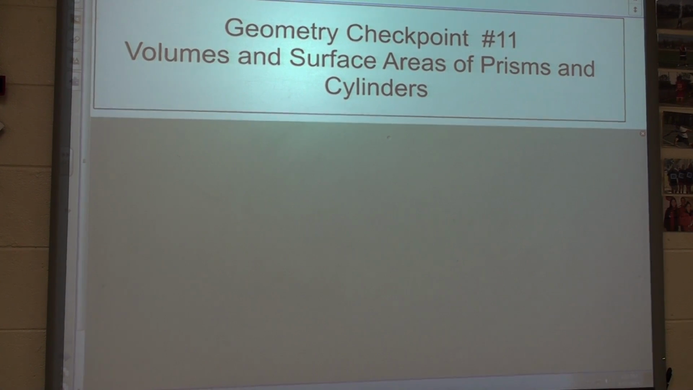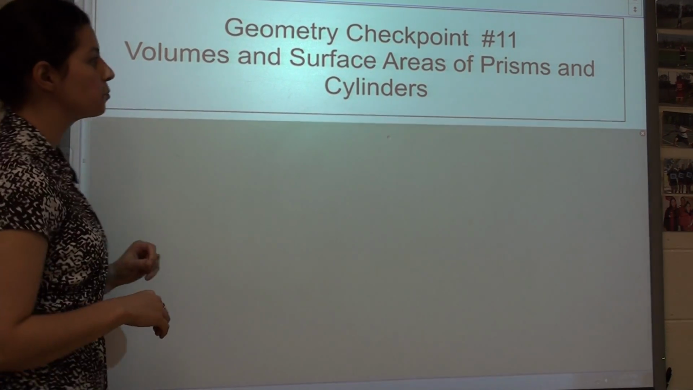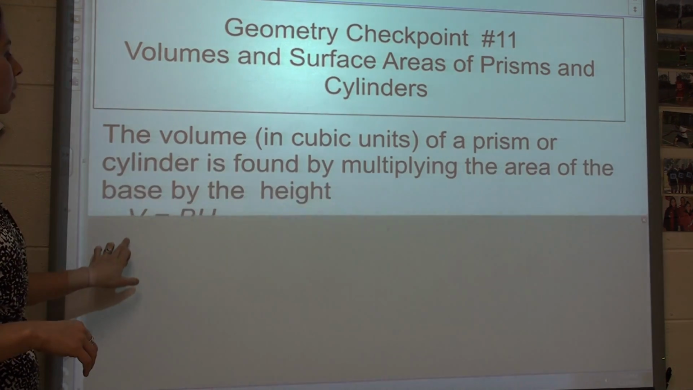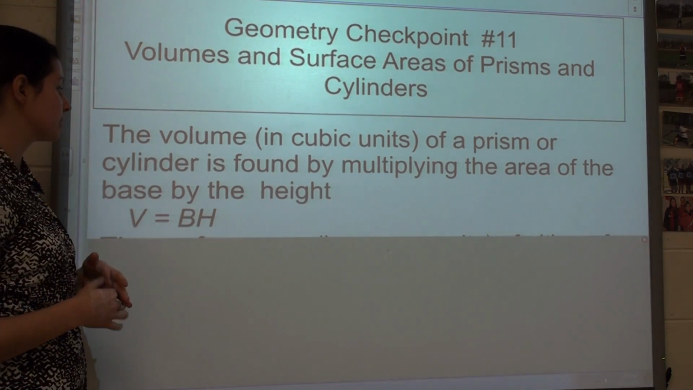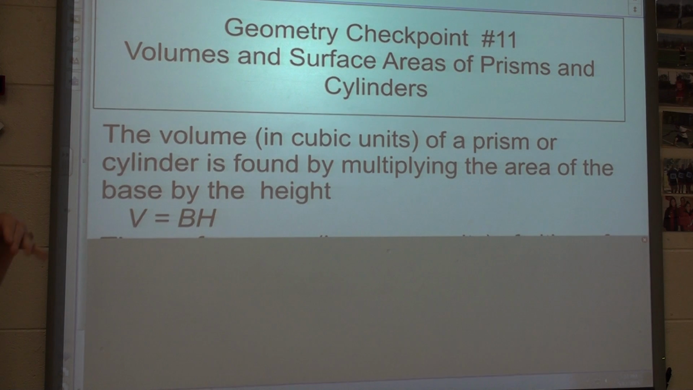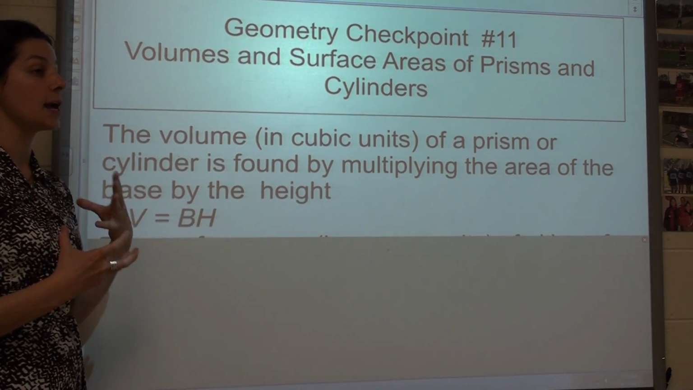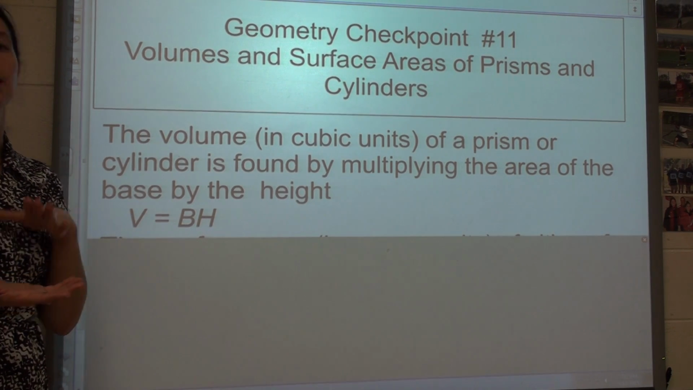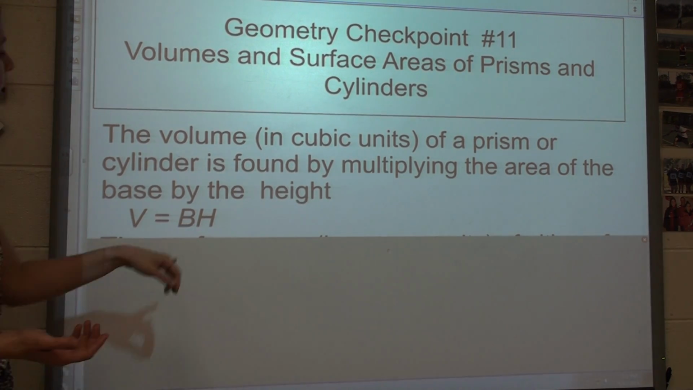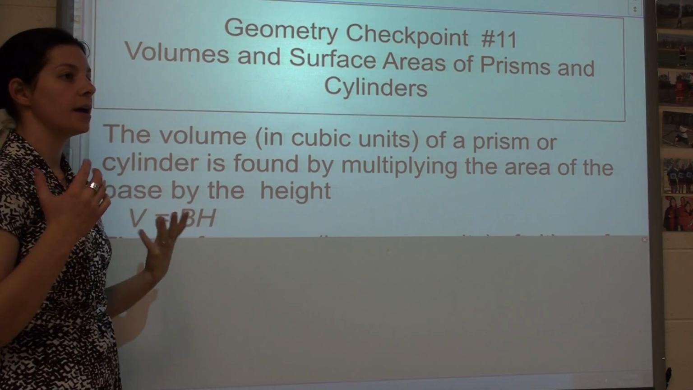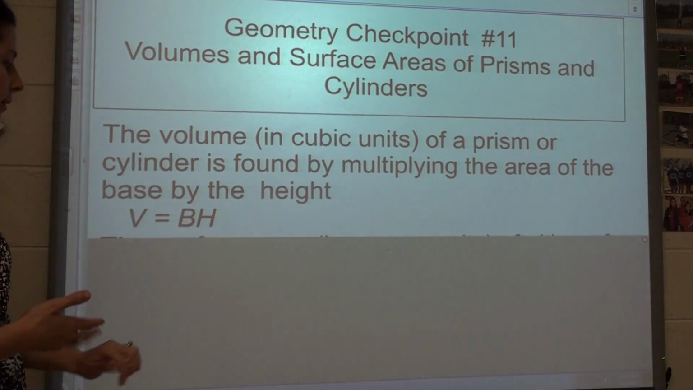Geometry checkpoint 11, volumes and surface areas of prisms and cylinders. The volume in cubic units of a prism or a cylinder can be found by multiplying the area of the base by the height. And remember, your capital B is the area of the base. We talked a lot about this in the beginning, about how it's different levels. And then the height of your whole prism is how many levels you have, basically.